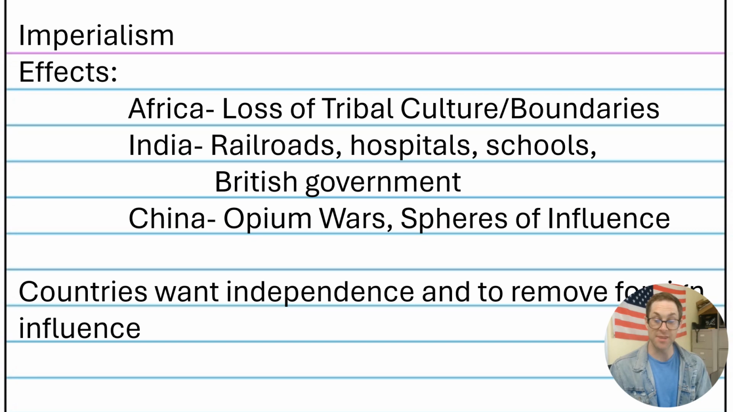But we also know that the Indians will be taken advantage of, and the people of India will eventually resist. In China, the people will be split up into spheres of influence in the different European countries' territories. And we also know that they suffer a terrible epidemic, the Opium Wars, where a large amount of the Chinese population will become hooked on a drug. But of course, at the end, and I'm going to read the part that my head is blocking, countries will want independence and to remove foreign influences.